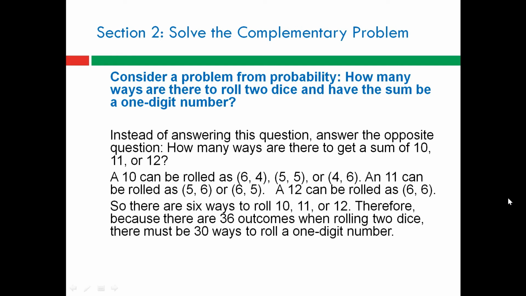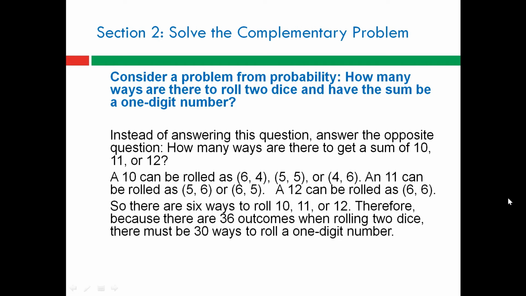Consider a problem from probability. How many ways are there to roll 2 dice and have the sum be a 1-digit number? Instead of answering this question, answer the opposite question. How many ways are there to get a sum of 10, 11, or 12? Keep in mind, trying to solve this problem directly will make us consider all the sums from 1 through 9. It's much easier to only consider the sum of 10, 11, or 12.